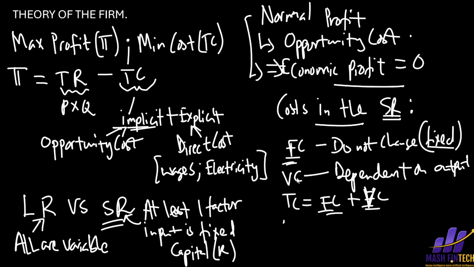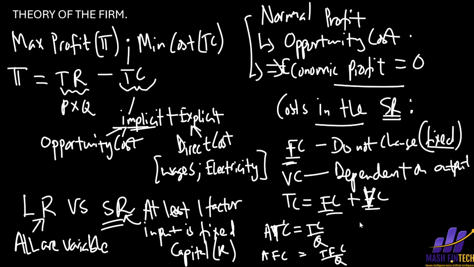Now, the average cost is simply the cost per unit. For instance, if you calculate the average total cost, this is simply the total cost over the number of units produced. Or if you calculate the average fixed cost, it is just the total fixed cost over the output. So how much in fixed cost are you incurring per unit of output that you produce?